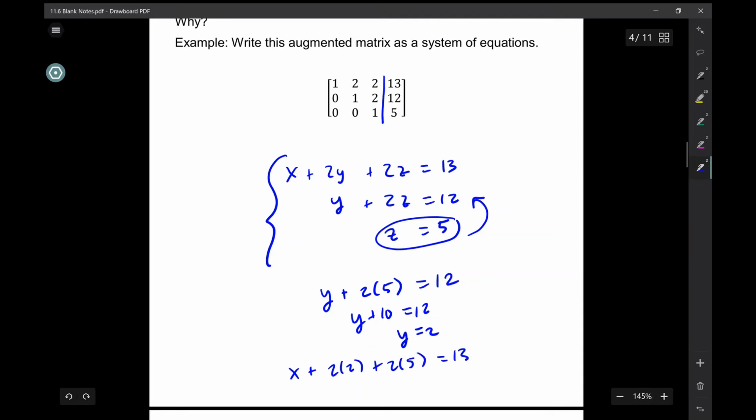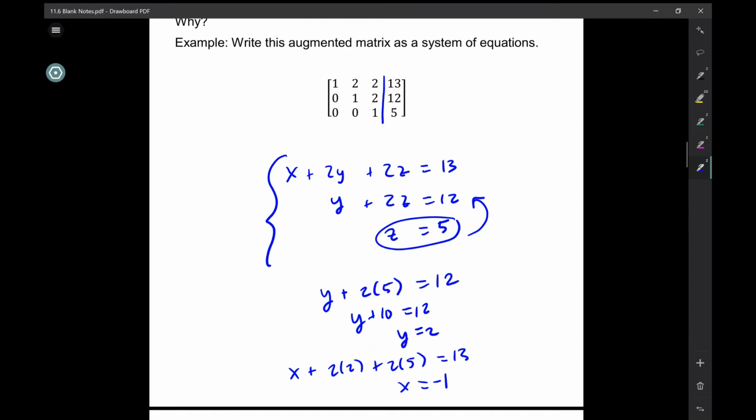So this is all stuff we learned how to do when we solved systems of equations. So that means x must be -1. So if we can get an augmented matrix into this form with the ones on the diagonal and the zeros, we can translate it back into a system of equations and easily solve it because it's in triangular form. Right? So that's the plan.